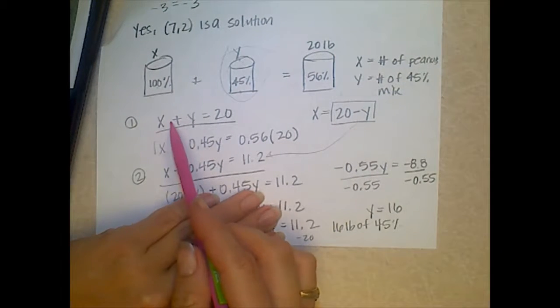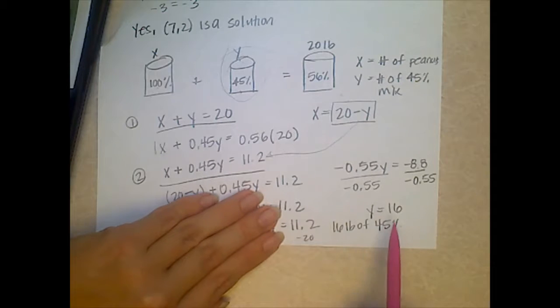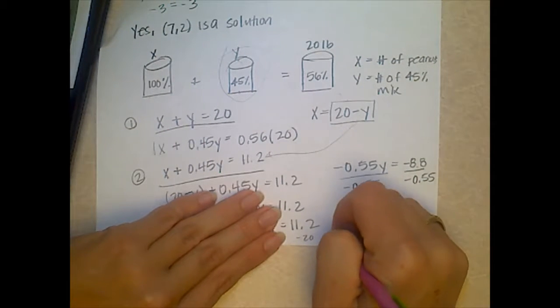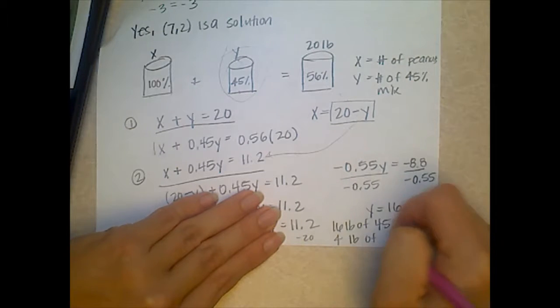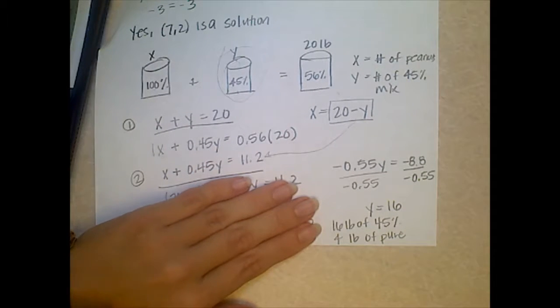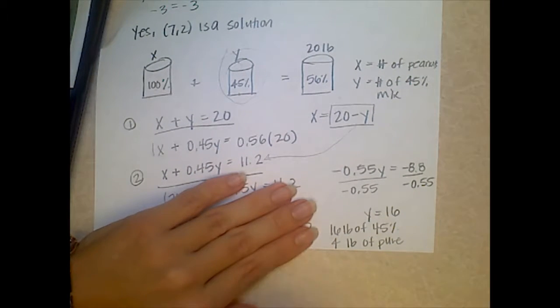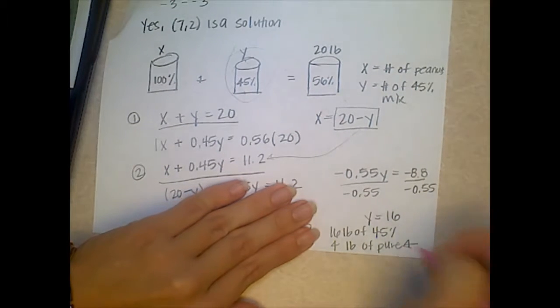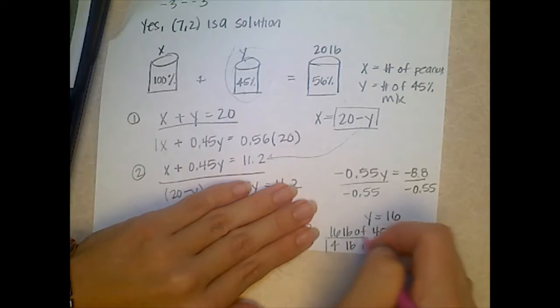And I know from up here that x plus y must equal 20. So if y is 16, then x has to equal 4. So we're going to need 4 pounds of pure peanuts. Okay, so the question again is asking how many pounds of the pure peanuts. So it's looking for this answer right here. So 4 pounds would be our final answer.